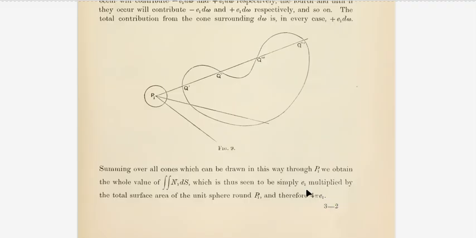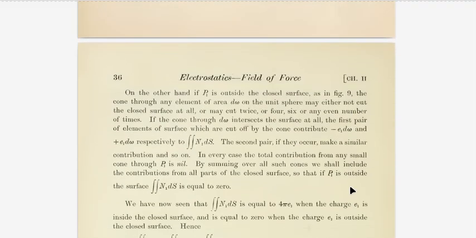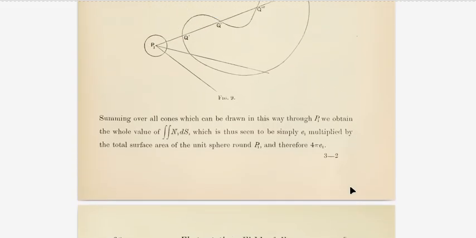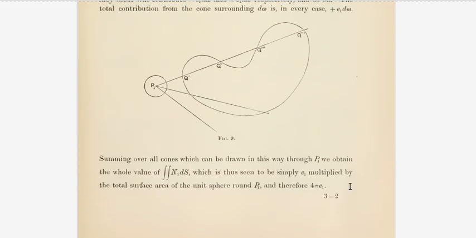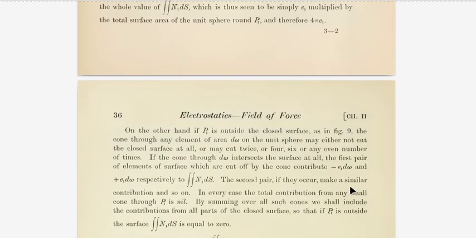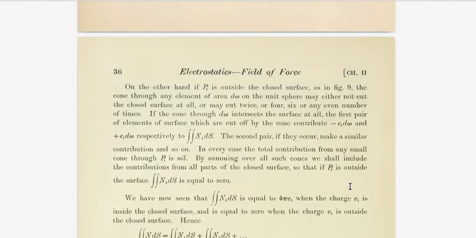On the other hand, if P1 is outside the closed surface, as in figure 9, the cone through any element of area dσ on the unit sphere may either not cut the closed surface at all, or may cut twice, or 4, 6, or any even number of times, if the cone through dσ intersects the surface at all. The first pair of elements of surface which are cut off by the cone contribute minus E1 dσ and plus E1 dσ respectively to the surface integral N1 ds.